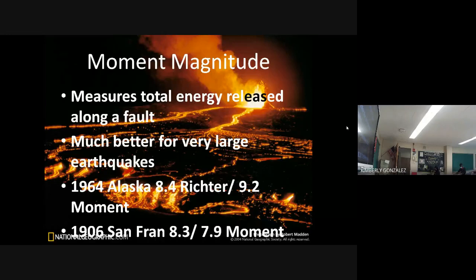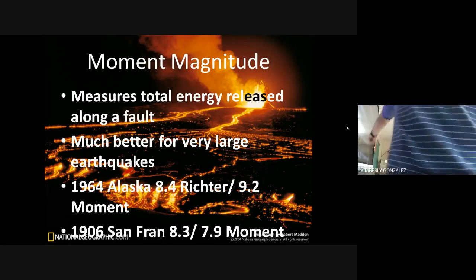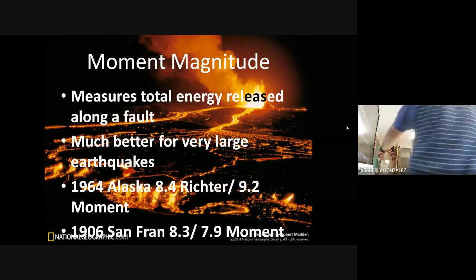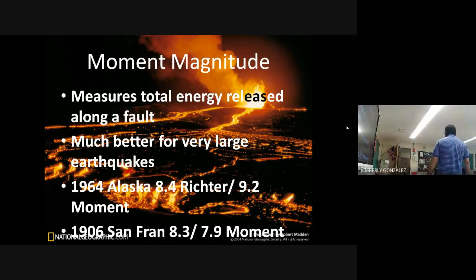Okay? The big one, the one that happened in San Francisco in 1906, was an 8.3 on the Richter scale, which means if you just looked at these two numbers, you'd say they were almost exactly the same. But when we look at it on the moment of magnitude, it actually goes down to 7.9. So if you're studying this as a geologist or a seismologist, it obviously gives you the idea of which one is stronger.